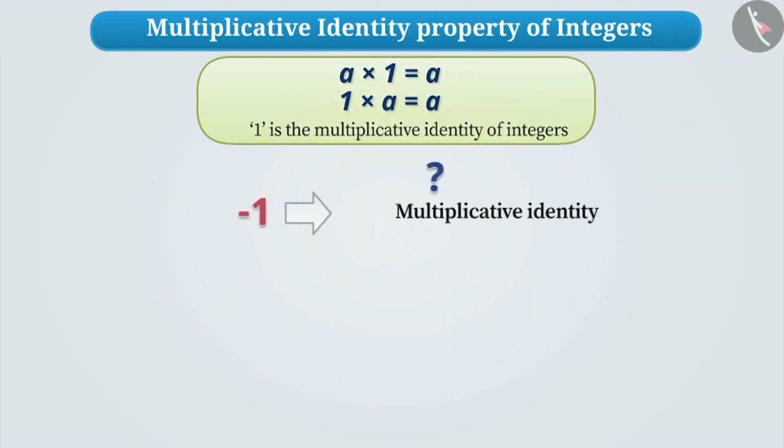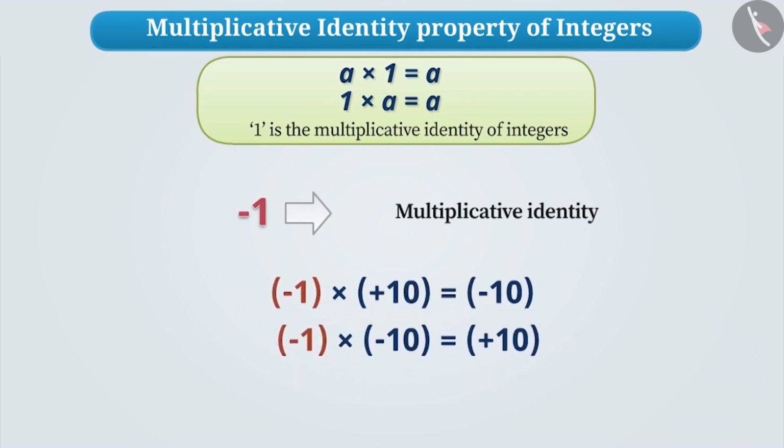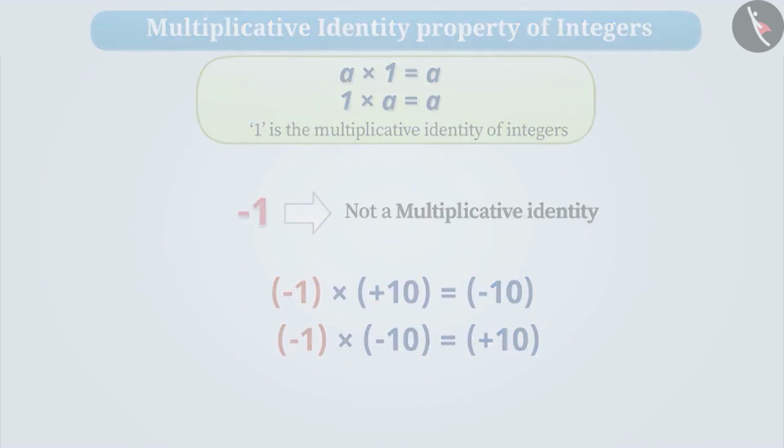Is -1 also a multiplicative identity? Think for a while. Yes, you are absolutely right. When multiplied with -1, the value of integer changes. Therefore, -1 is not a multiplicative identity.